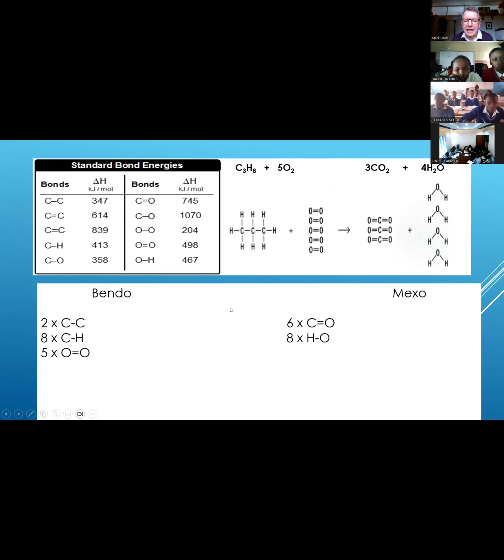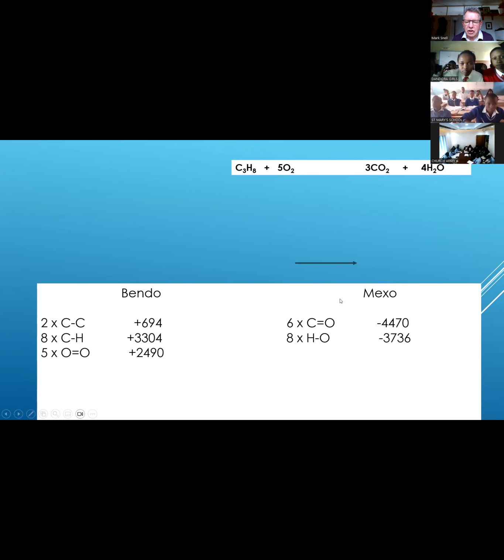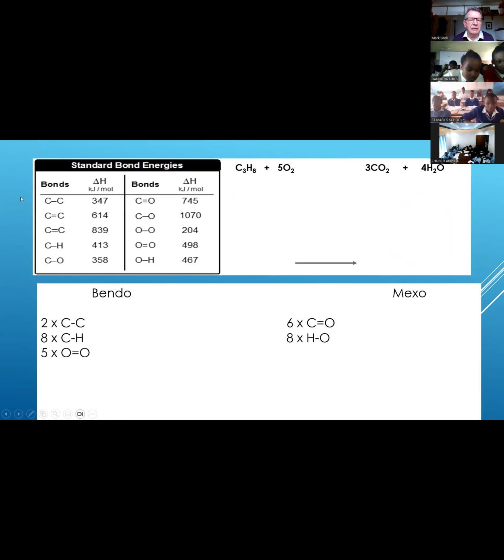Then in the making of bonds, on this side, I have 6 carbon to oxygen double bonds and 8 oxygen to hydrogen. Then I would put the numbers in. So there are the numbers, and that's how I would do it. I'll leave that up in case people want to see how to do it.